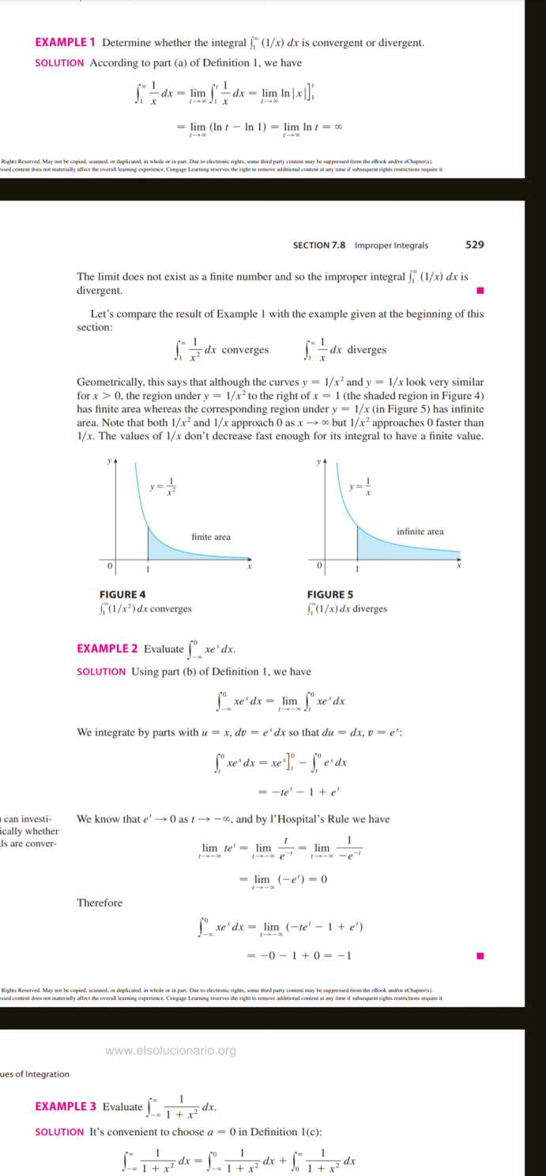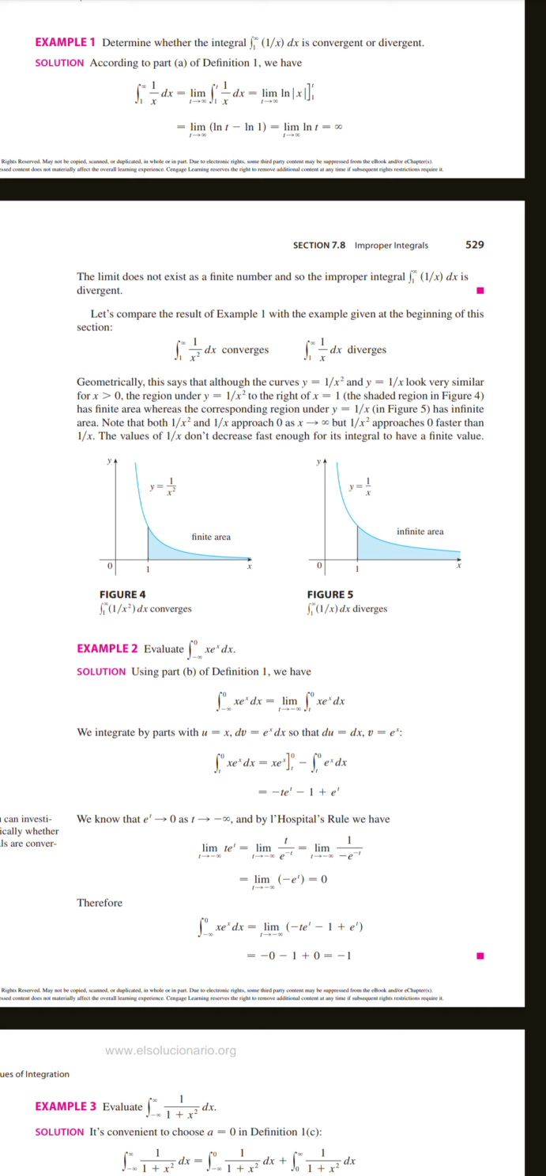Let's compare the result of Example 1 with the example given at the beginning of this section. The integral from 1 to infinity of 1 over x squared dx converges. The integral from 1 to infinity of 1 over x dx diverges.